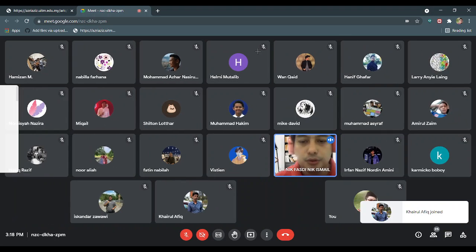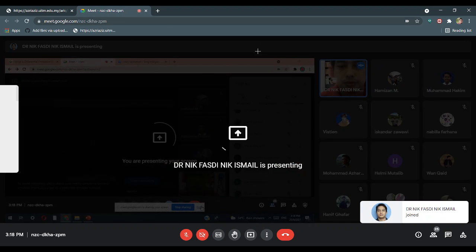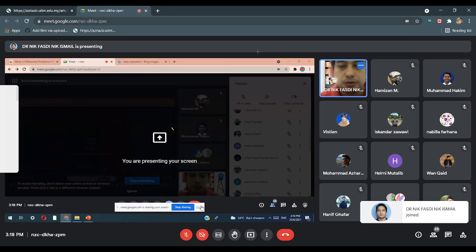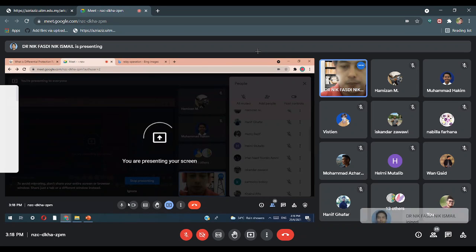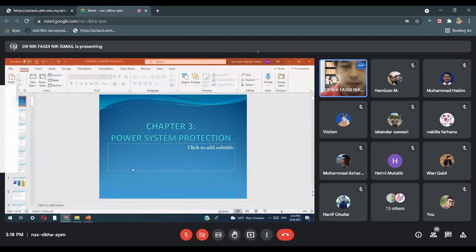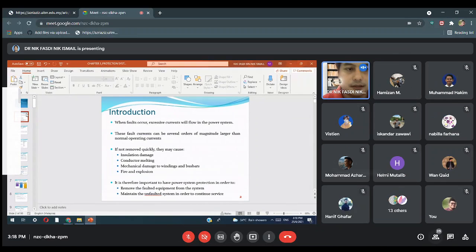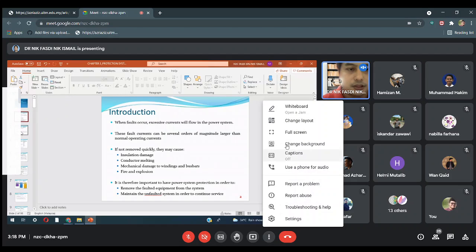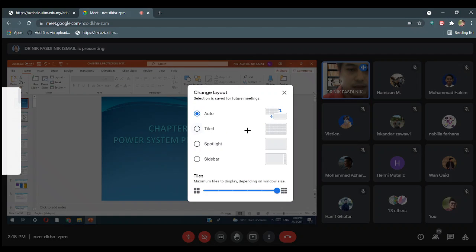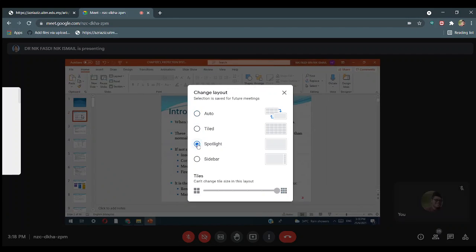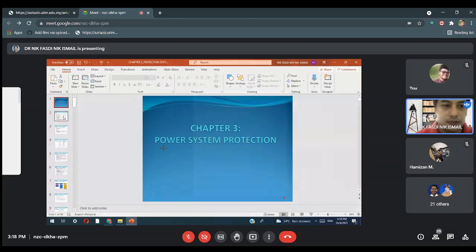Okay, we continue our class on power system protection. Can you see it? Yes sir. So this topic we have already discussed, I think, last week. Yes, last week. So we try to recap what we have discussed about power system protection.